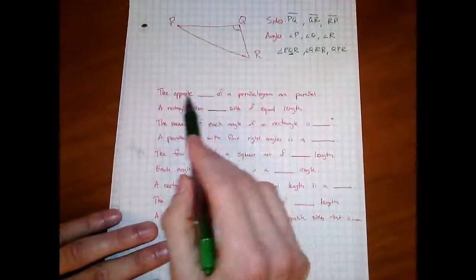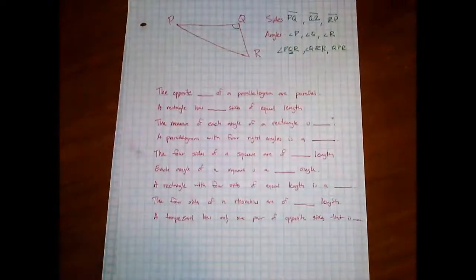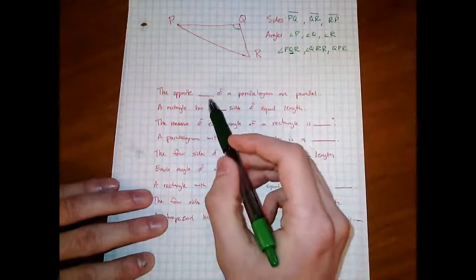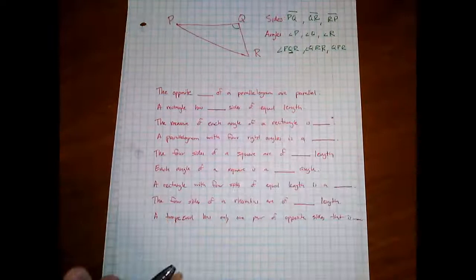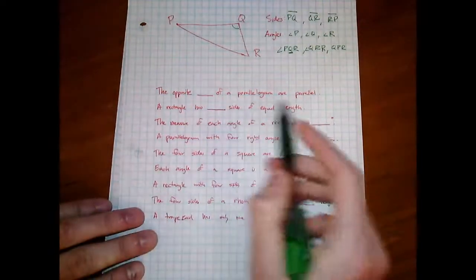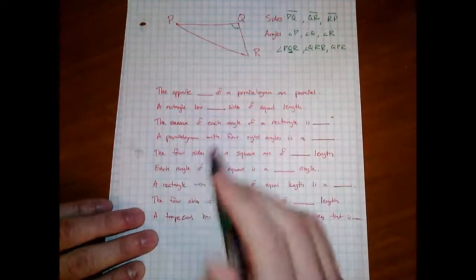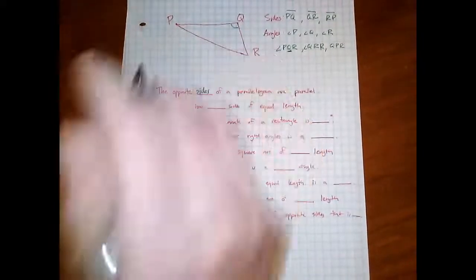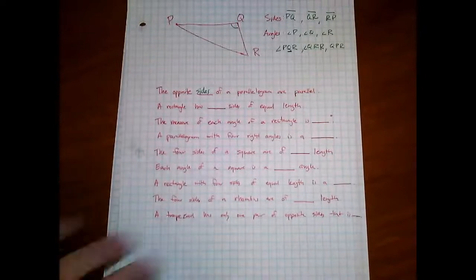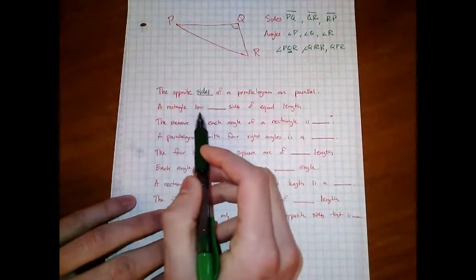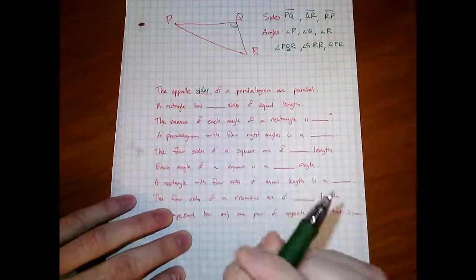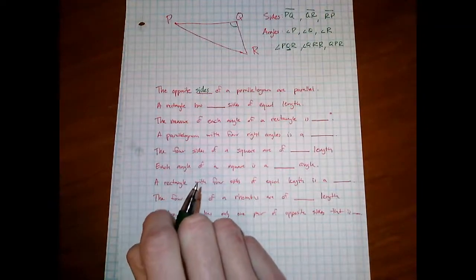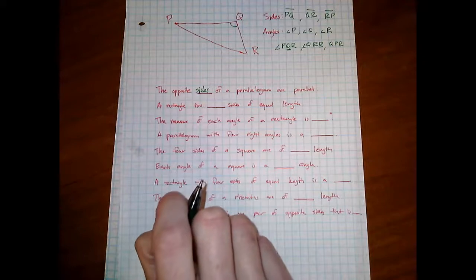All right, here's some fill in the blank for us to work through. The opposite blank of a parallelogram are parallel. What are the opposite things that are parallel in a parallelogram? The answer to that one is sides. Ooh, I may not have room to fill in the blank for all of these. All right, a rectangle has blank sides of equal length. How many of the different sides have equal length?